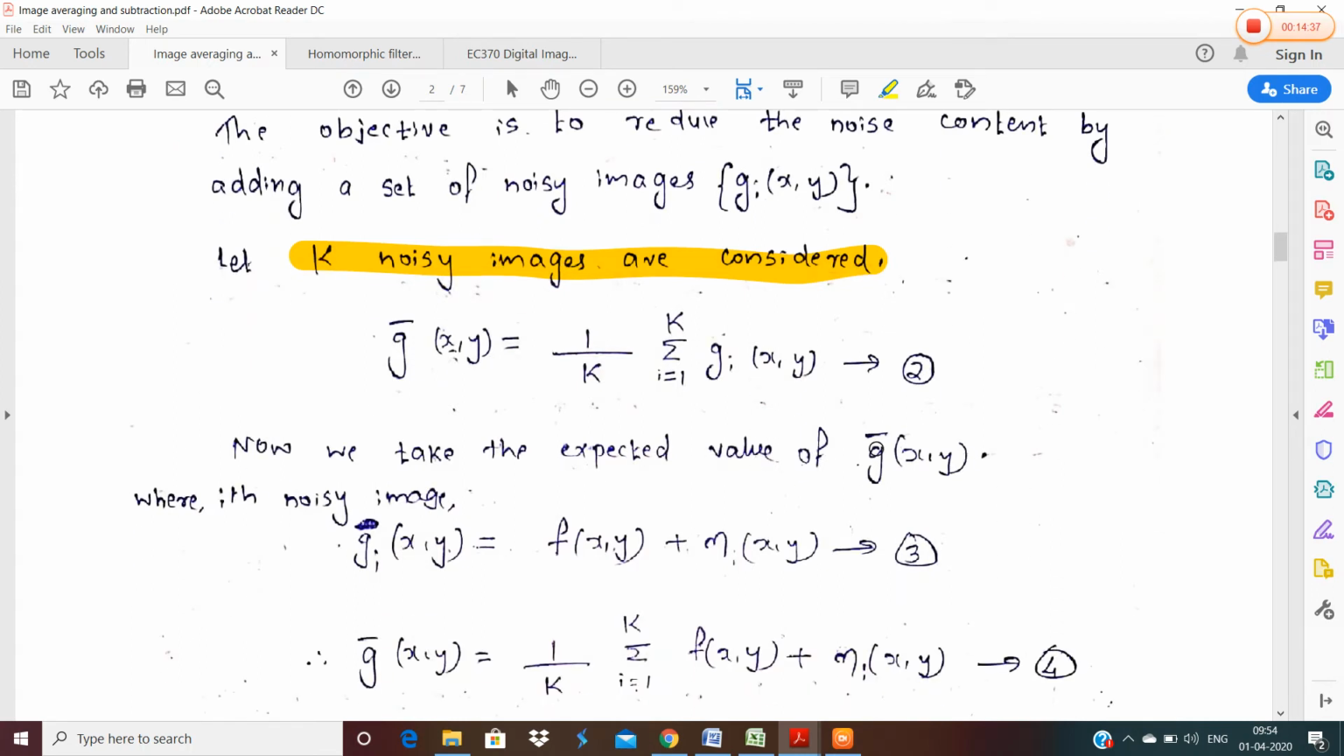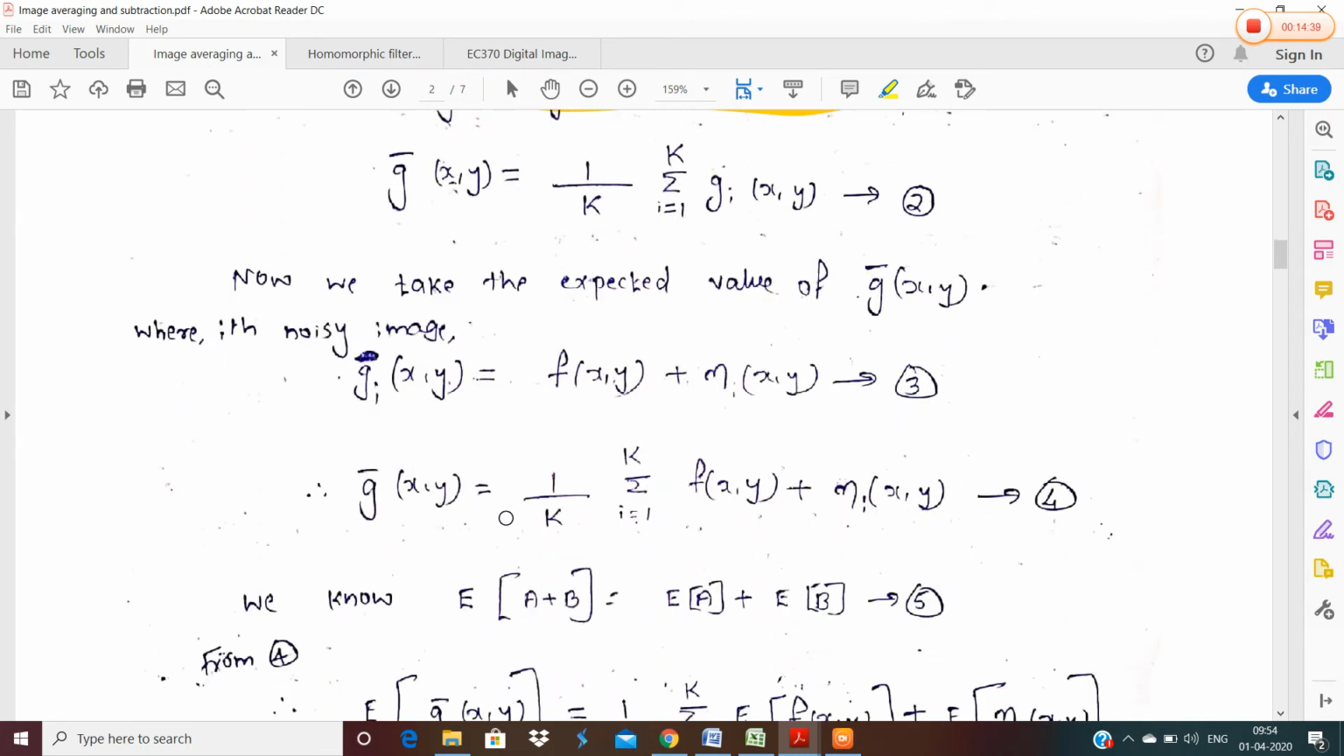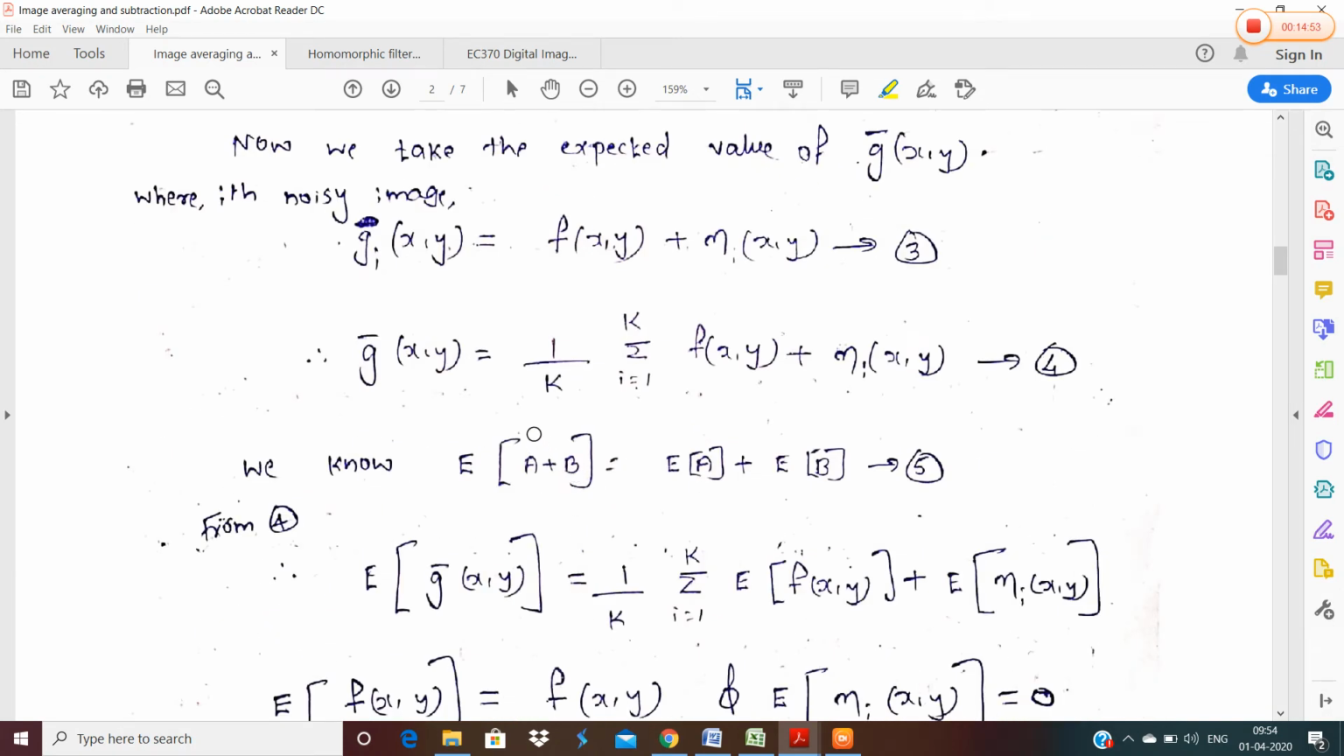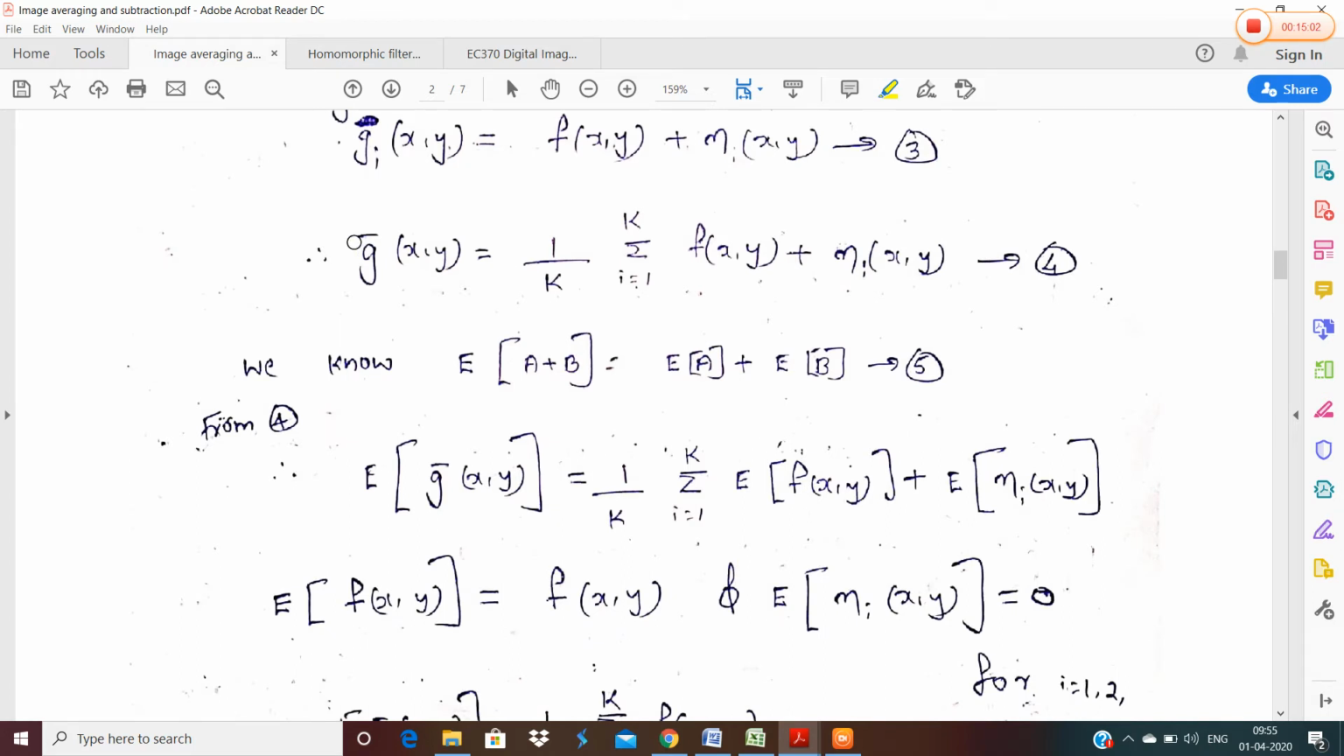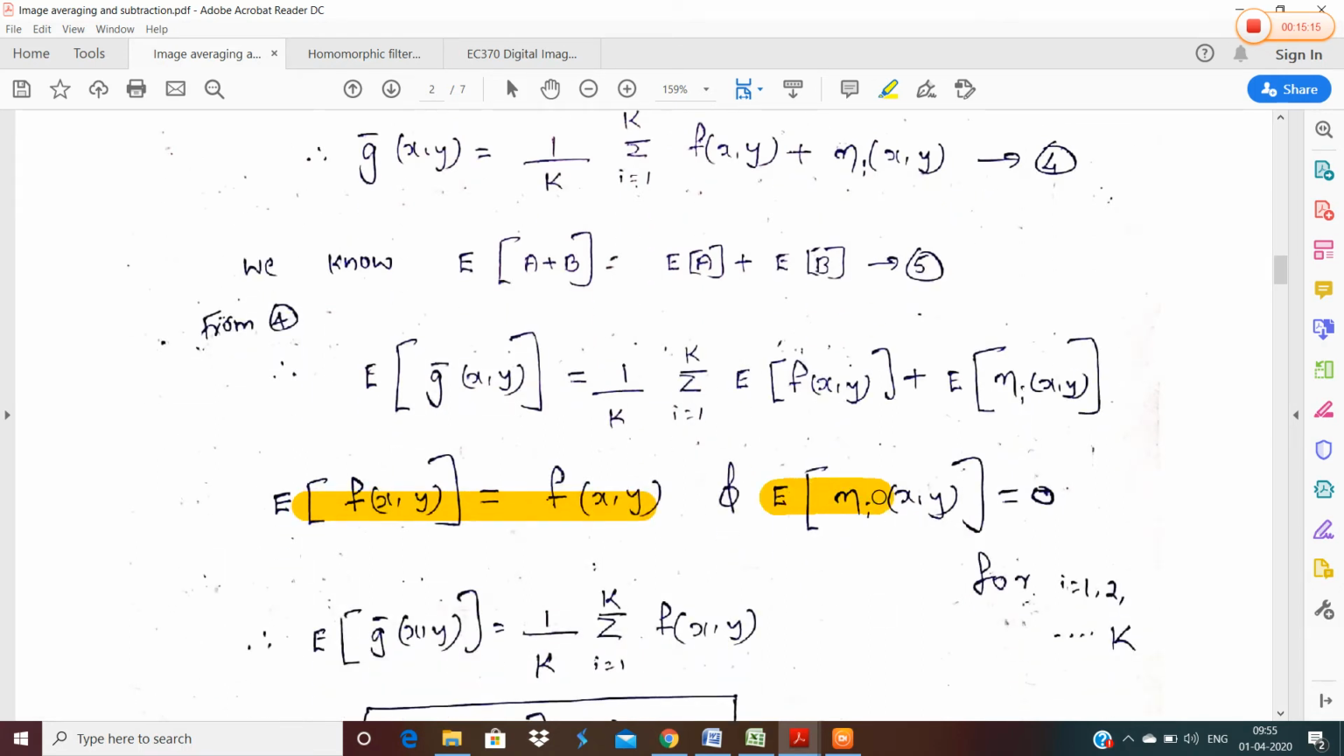Then you take the expected value of g bar. g i is f plus eta i, and g bar is 1 by k summation over k of f plus eta i. You are going to find the expectation of g bar, and before that you must note that E of A plus B equals E of A plus E of B. So we substitute g bar here and take its expected value. Since f is a deterministic signal, its expected value will be the same as f, and you have taken that the mean of the noise is 0.